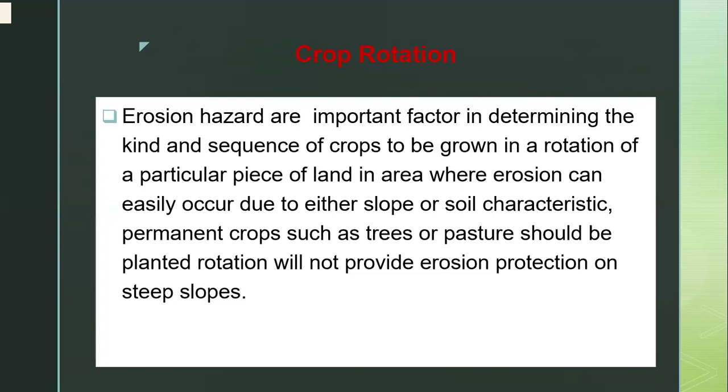So erosion hazard is one of the important factors that determine the kind and the sequence of the crops to grow in rotation on a particular piece of land. This enables the rotation to be sequenced in a way that helps avoid soil erosion. In addition, the crops that are grown should be in rotation to provide enough protection, except that some kinds of plants cannot provide erosion protection on places like steep slopes. So that has to be noted. Some kinds of crops or plants have to be put in such areas.